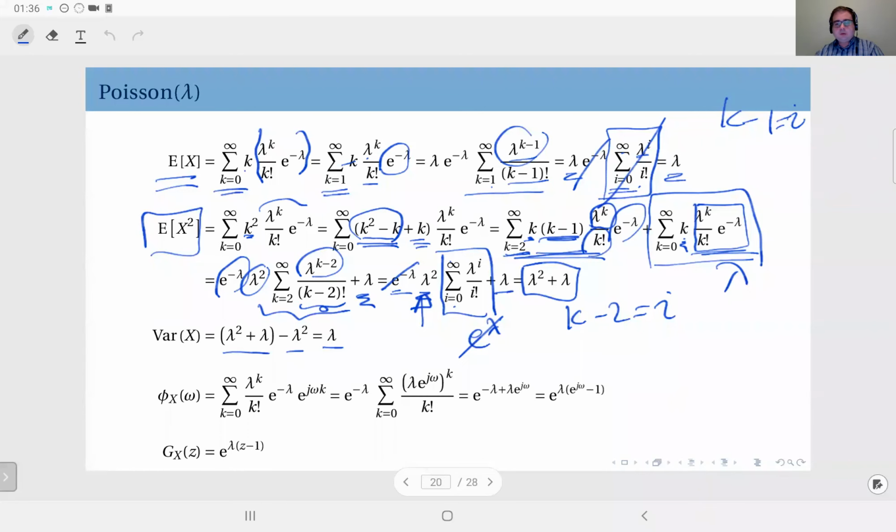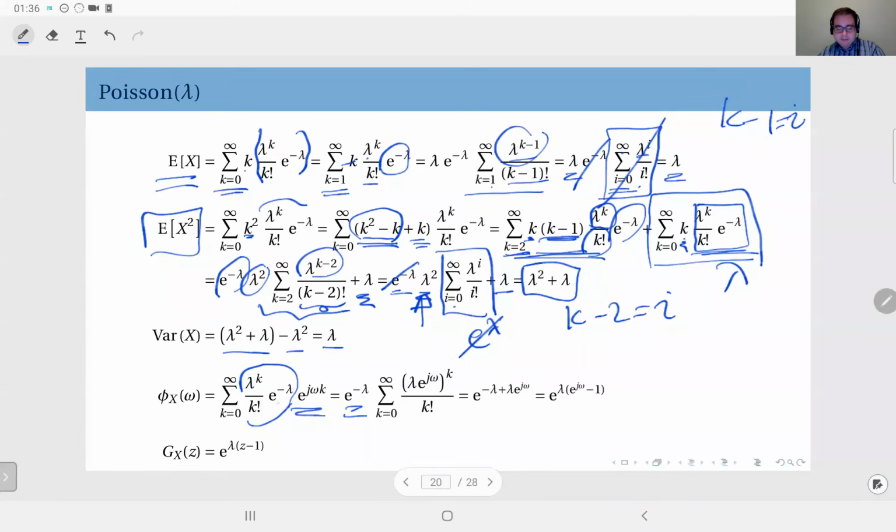What remains for the Poisson distribution is just the characteristic function and the generating function. For the characteristic function, you just have the PMF, and you have e to the power j omega k multiplied by the PMF and summed up. Again, I can pull out e to the power minus lambda because it doesn't depend on k.